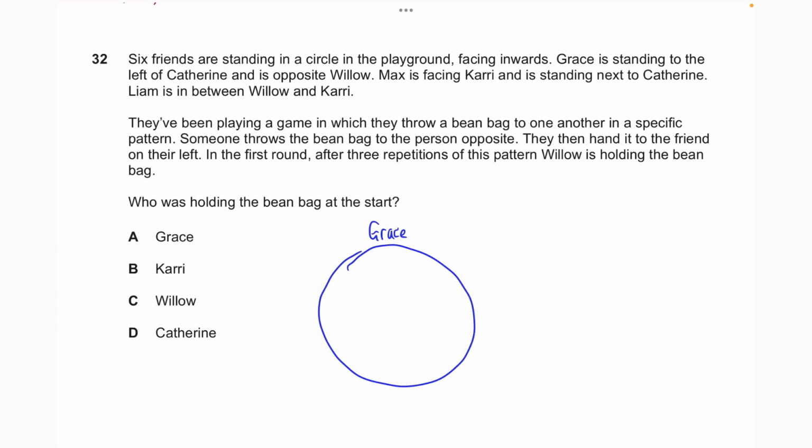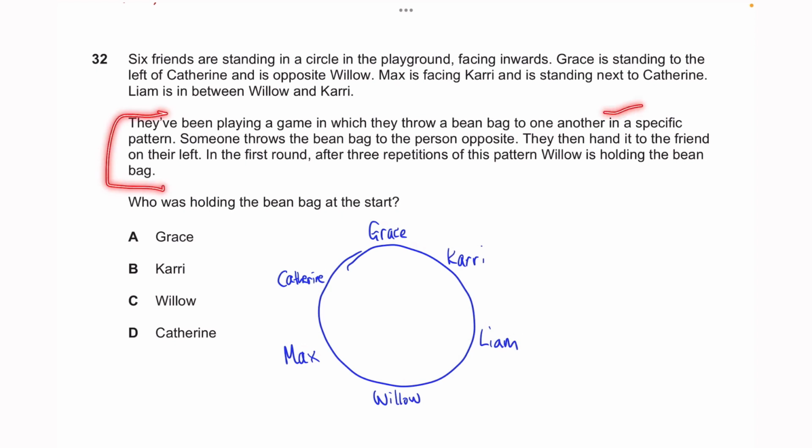So we're going to start off with Grace. We can place Grace anywhere because it's a circular pattern, and she is standing to the left of Catherine. So we are going to assume Catherine is over here and is opposite Willow. So that means Grace is opposite Willow. Now, we also know that Max is facing Carrie and he's standing next to Catherine. So that means Max and Carrie are opposite to each other. And we've got that one last friend, and we can check if this is correct. Liam is in between Willow and Carrie, which is exactly correct. So now we've just worked out the placement.